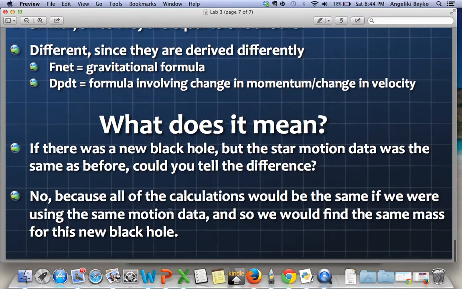So what does it mean? If there was a new black hole but the star motion data was the same as before, could you tell the difference? No, because all the calculations would be the same if they're using the same motion data, and so we would find the same mass for this new black hole.